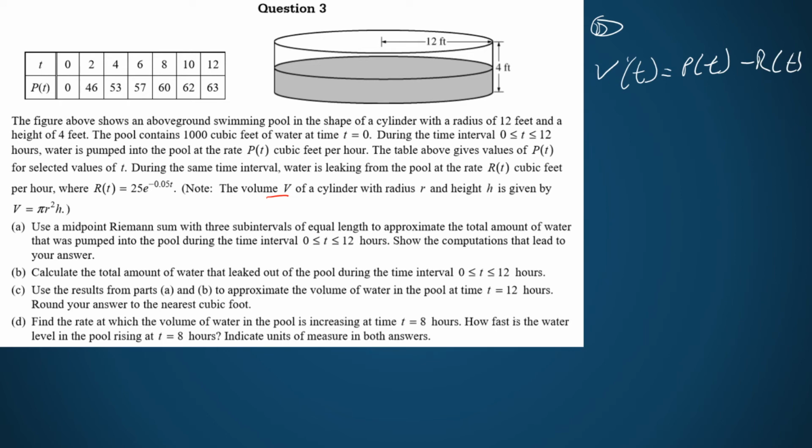I need to know this rate at t equals 8. So V prime at 8 equals P of 8 minus R of 8. What is P of 8? 25e raised to the negative 0.05 times 8 power. That's R of 8.